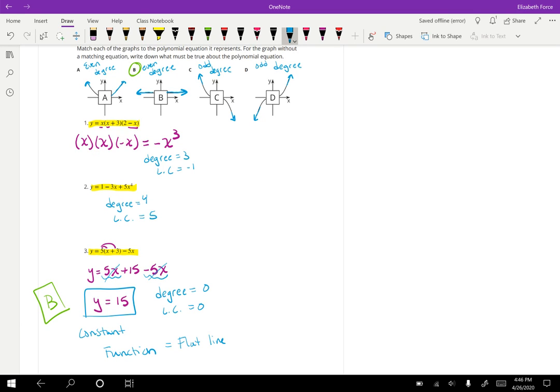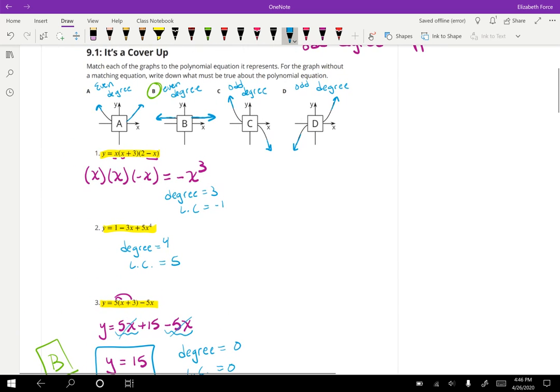All right, let's look at 1 and 2. So I definitely know that the graph for number 2 has to go with A because it's an even degree, right? And A is the only other even degree that I haven't matched up. So I'll color code it. Number 2 is going to go with choice A. So that leaves number 1, which is an odd degree polynomial. It's either got to be C or D.